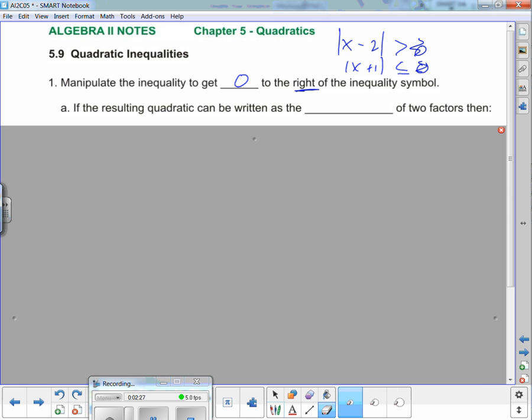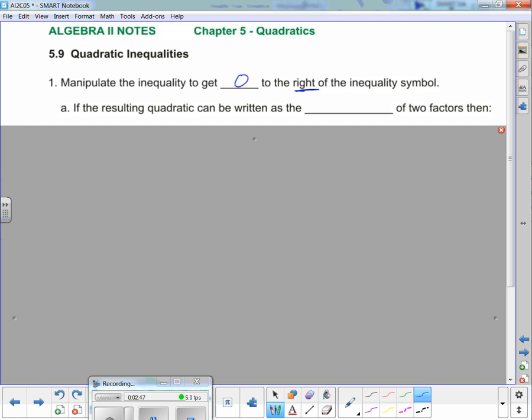But in these, you can't really read the symbol until everything's set equal to 0. In a lot of cases the symbol won't change, but in a few it does. So first off, put the 0 on the right-hand side of the inequality symbol. Once you're done doing that, now you're set up to figure out what's going on.